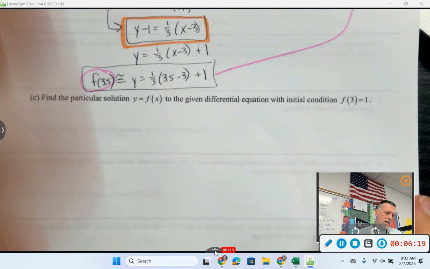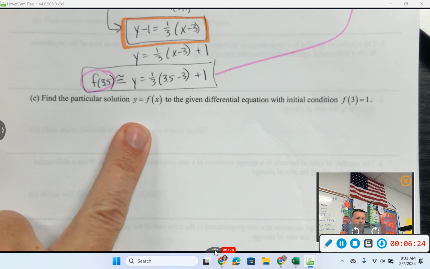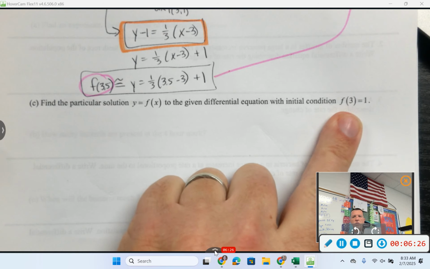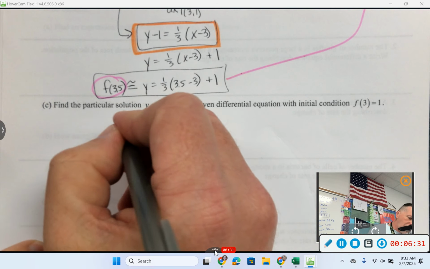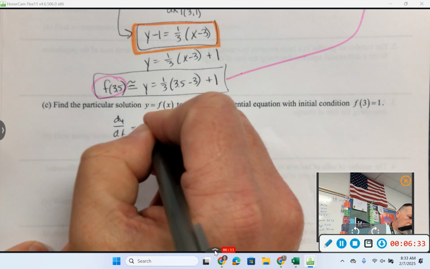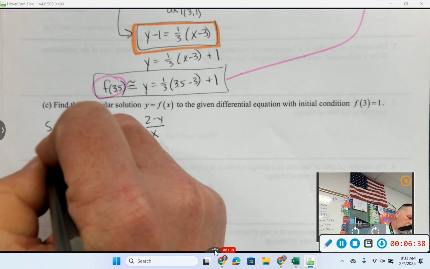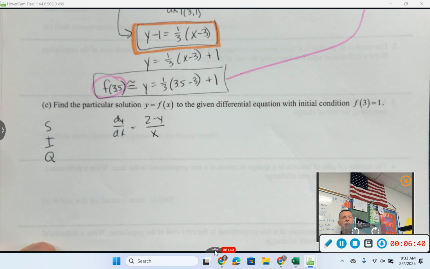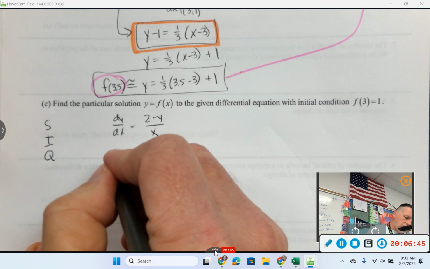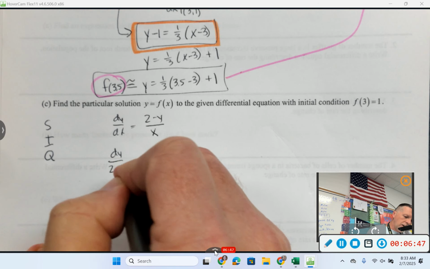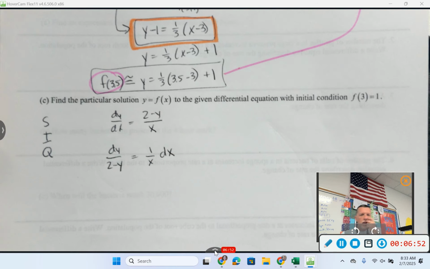Part C. This is what we did Tuesday and Wednesday. Find the particular solution with the initial condition 3, 1. So okay, now actually find the answer. This is where we will use the SIC method. Separate, integrate, quantitate. So dy over 2 minus y equals 1 over x dx.